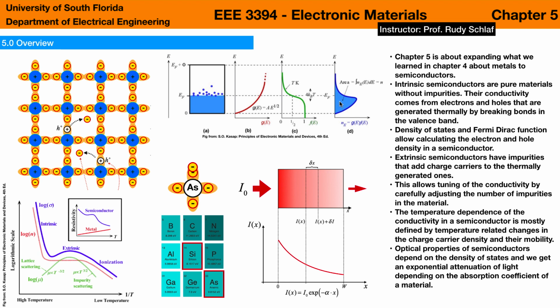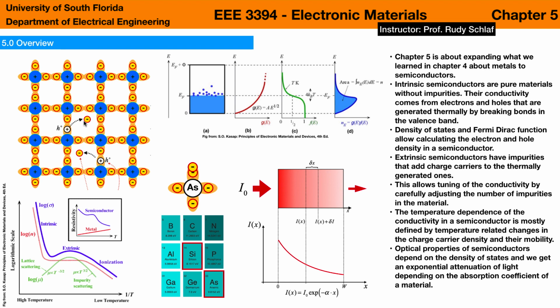And so we will learn that we can use the density of states and the Fermi-Dirac function to calculate the electron density in the conduction band of a semiconductor. We will learn what an intrinsic semiconductor is. It's basically just a pure semiconductor material where electron and hole pairs are generated thermally.